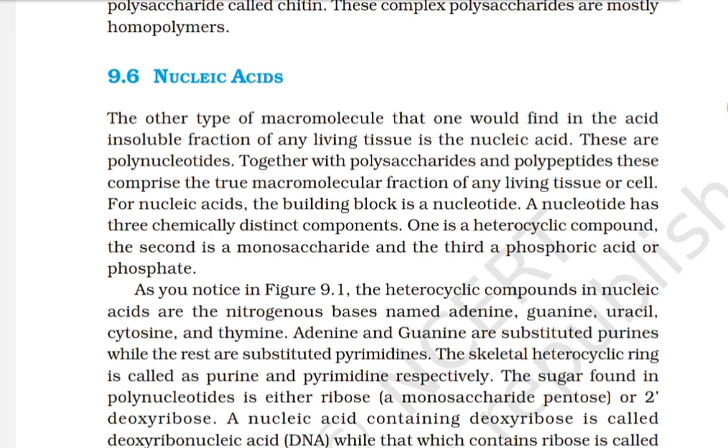The first amino acid is also called the N-terminal amino acid, and the last amino acid is called the C-terminal amino acid. LC means last is C-terminal.